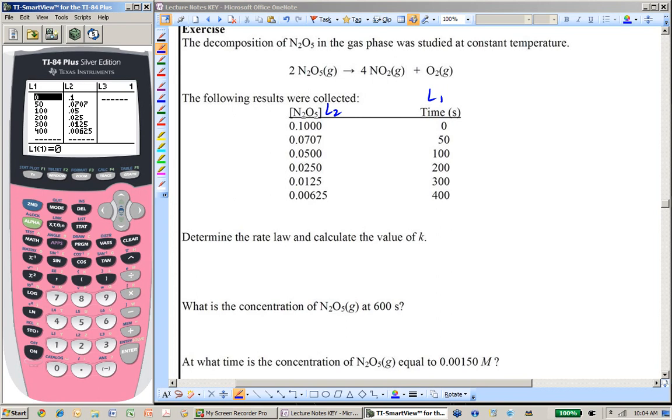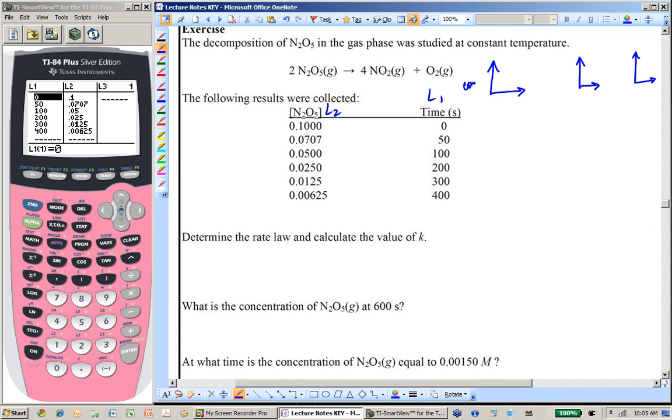Okay, so I've got all my data in, and here's what we want to do. Let's recap. We're going to make 3 graphs. And they go in alphabetical order. Concentration, natural log of concentration, and reciprocal of concentration. All along that y-axis, and time is the easy part on the x-axis.